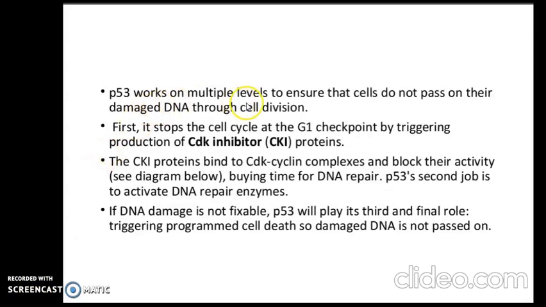P53 works on multiple levels to ensure that cells do not pass on their damaged DNA through cell division. First, it stops the cell cycle at the G1 checkpoint by triggering the production of CDK inhibitor proteins. The CKI proteins bind to CDK cyclin complexes and block their activity, buying time for DNA repair, and P53's second job is to activate the DNA repair enzymes. If DNA damage is not fixable, P53 will play its third and final role, that is triggering programmed cell death so that damaged DNA is not passed on.